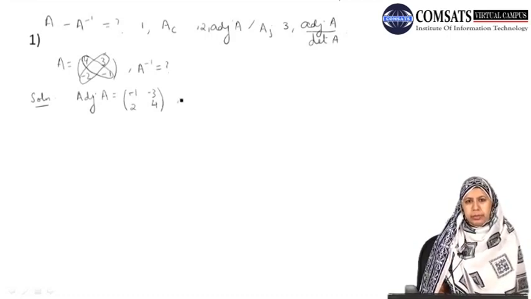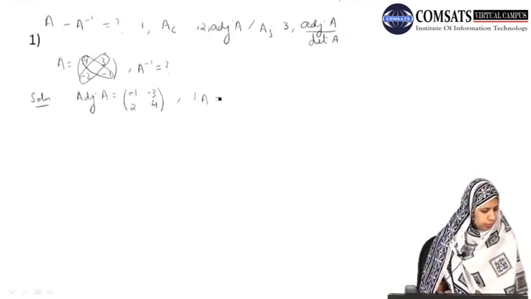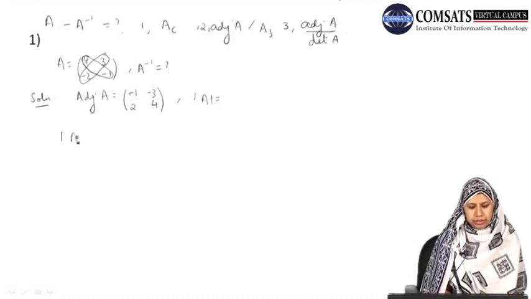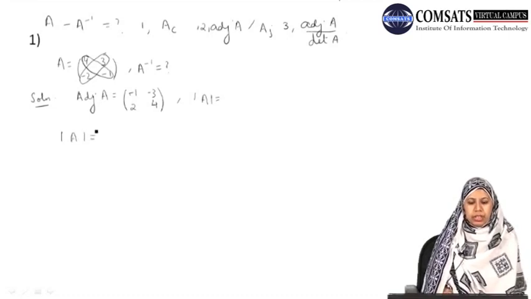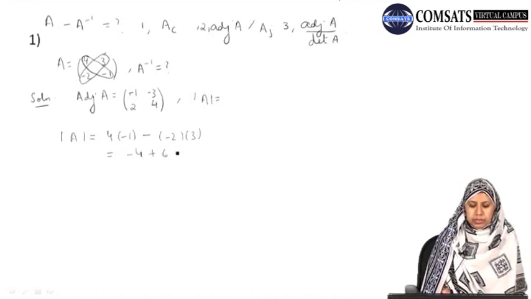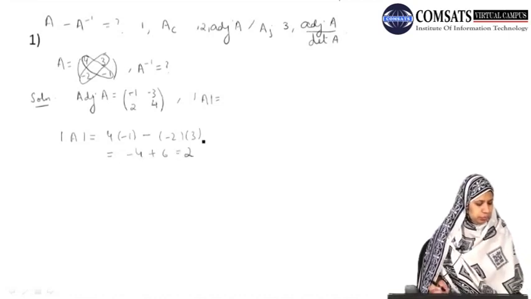The next step is to find the determinant of A. Determinant of A is the product of the main diagonal, that is 4 into -1, minus the product of the other diagonal, which is -2 into 3. We obtained -4 plus 6, which is 2.